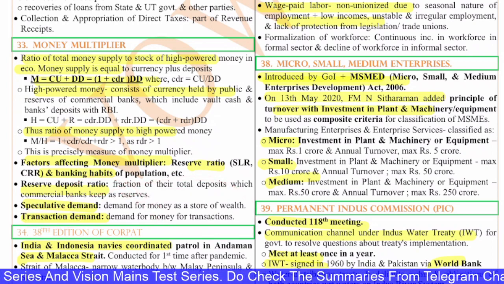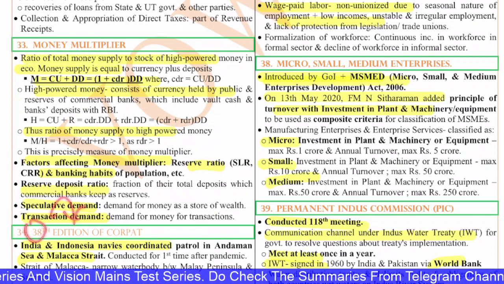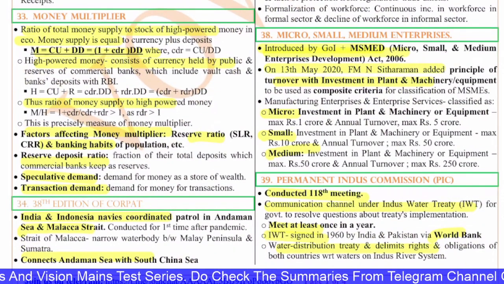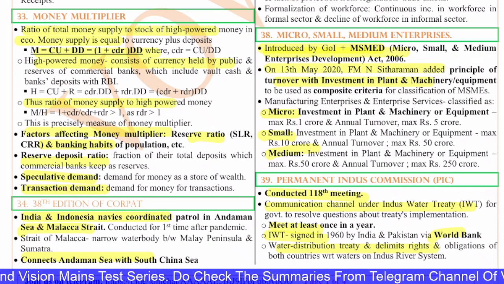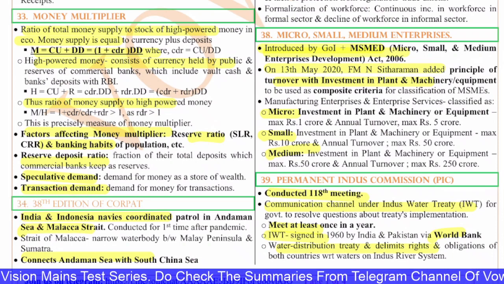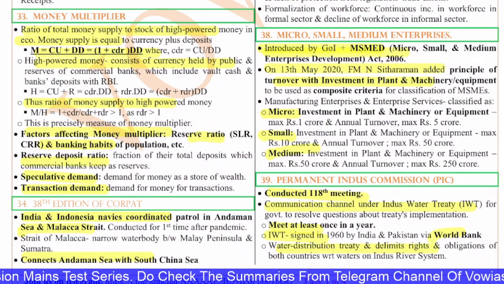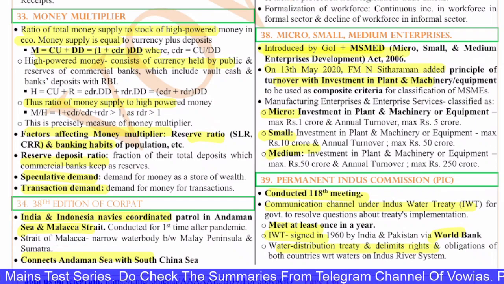Next, the 34th question is on the 38th edition of CORPAT. CORPAT is the Coordinated Patrol. India and Indonesian navies conducted this patrol in the Andaman Sea and Malacca Strait. So the Strait of Malacca connects the Andaman Sea with the South China Sea.